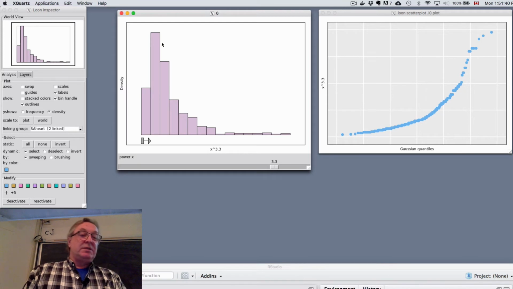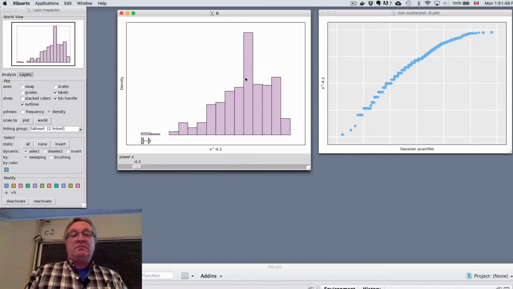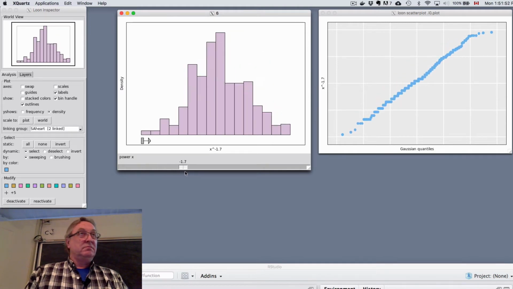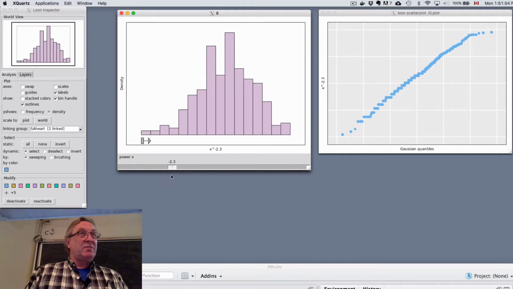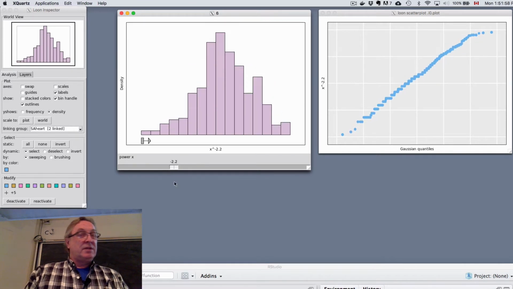So principally it's telling me that if this mode is on the left, I want to move the slider to the left. If the mode's on the right, I want to move the slider to the right. So you've got a little simple way of remembering which way you should go with this slider.